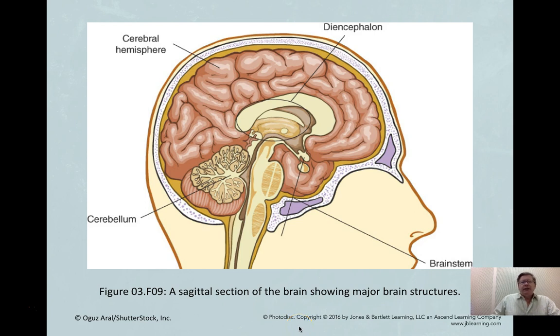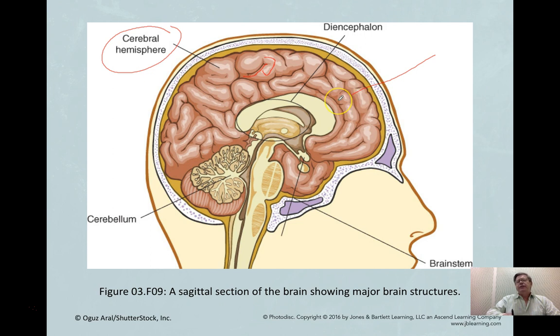Let's take a look now at the brain in more detail. And here I'll again emphasize the different parts of the brain. So, as I've mentioned previously, we've got the cerebral hemispheres here. These are the gyri. These are the sulci. We're looking here at a left hemisphere brain.